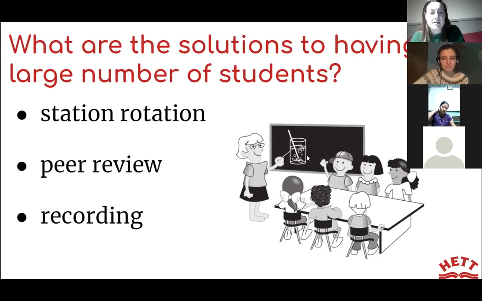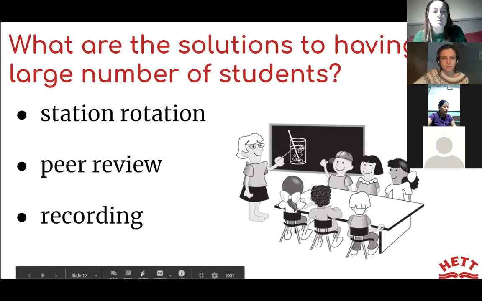What else was there? Yeah, and then we kind of talked about active learning. Yeah, like you could put them in groups to work together. I think that was most of them.